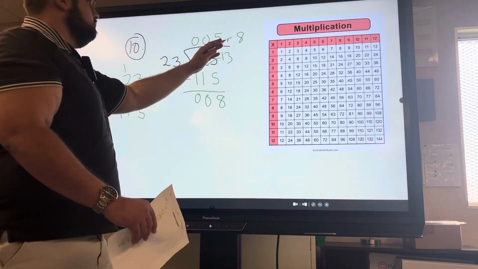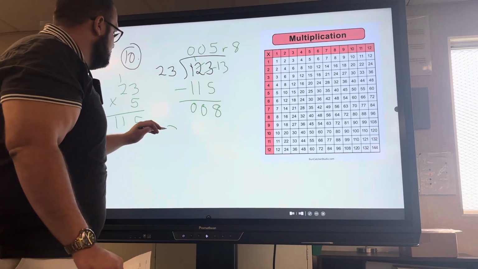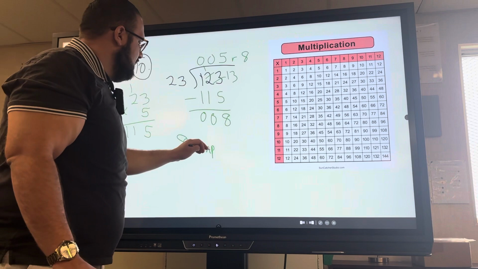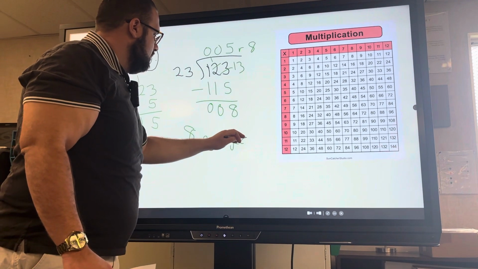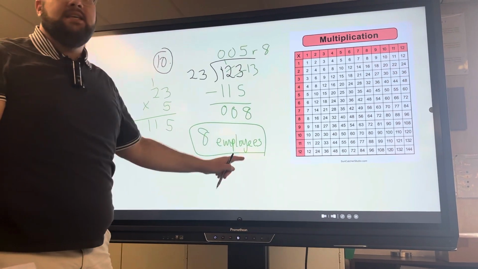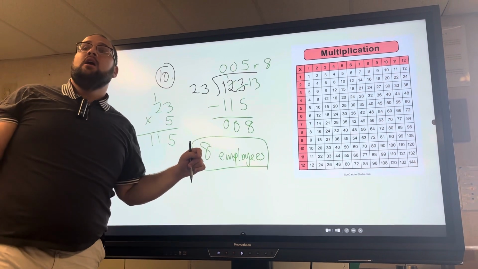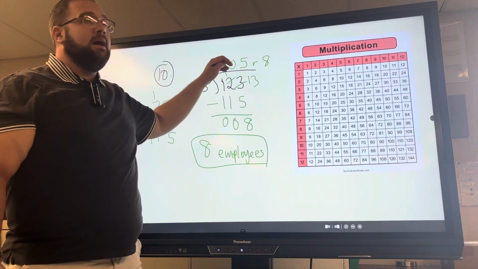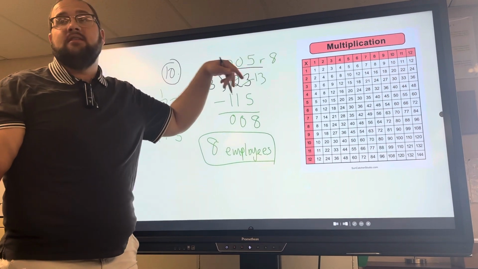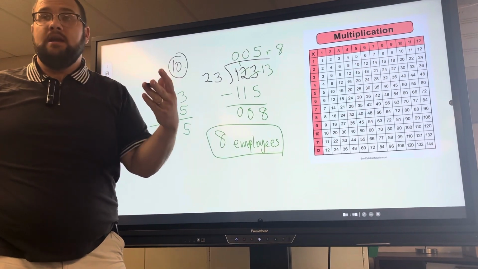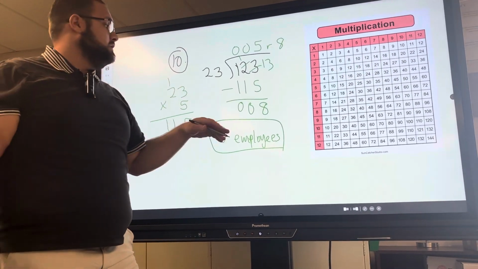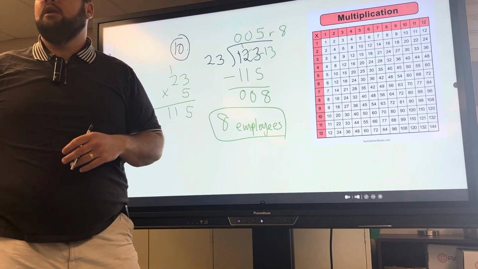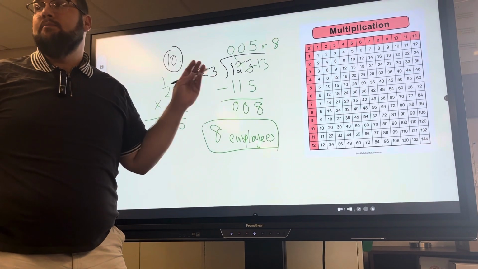So how many are going to be in the bus that is not full? 8. It's all right. 8 employees will be in the bus. That's the answer. Because we're going to have 5 full buses. That 6th bus is not going to be full. It's going to have the remainder employees, which is 8. It's going to be a pretty empty bus. I don't want to be on that bus.